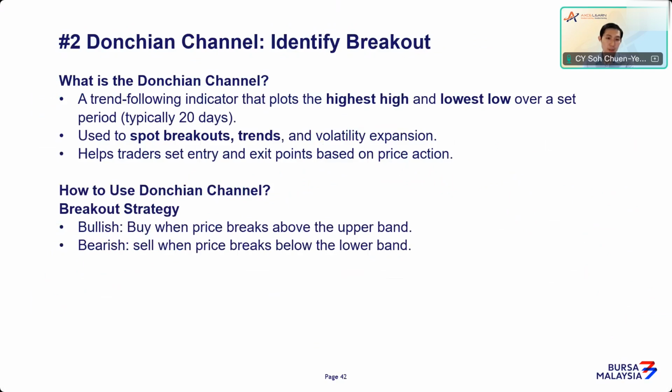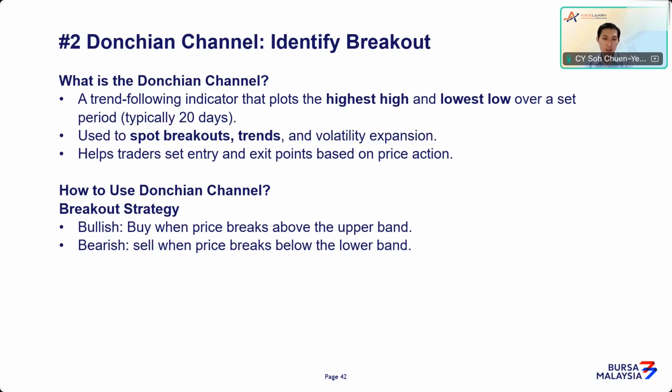Another one I would like to introduce is the Donchian channel. If you would like to know more about the Donchian channel, you can do a Google search on it. This indicator was popularized by the turtle traders, because in the initial stage they used Donchian channels for their trend following methods. The Donchian channel is also a form of trend following indicator that plots the highest high and the lowest low over a specific period of time.